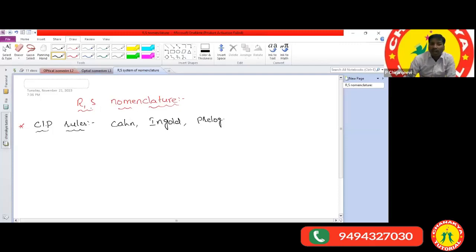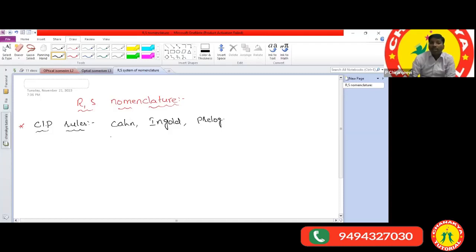So the RS nomenclature applies to compounds which contain chiral centers; only in those compounds can we find out the RS nomenclature. To find the RS nomenclature, first we have to know the priority order, and how to find out the priority order, which is based on the CIP rules.